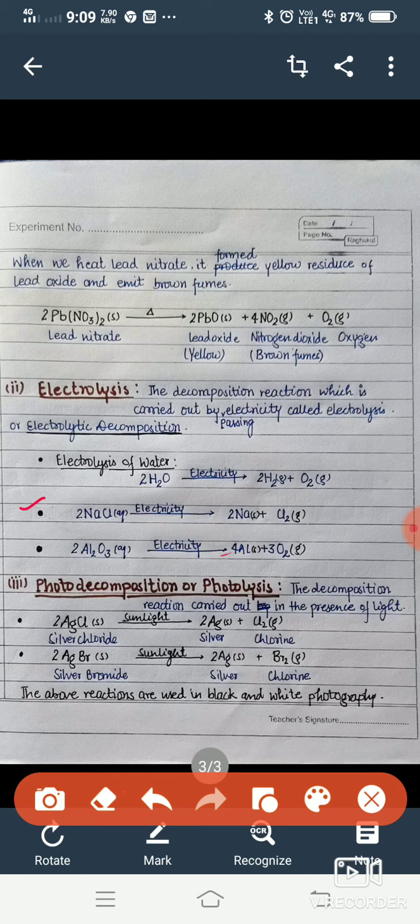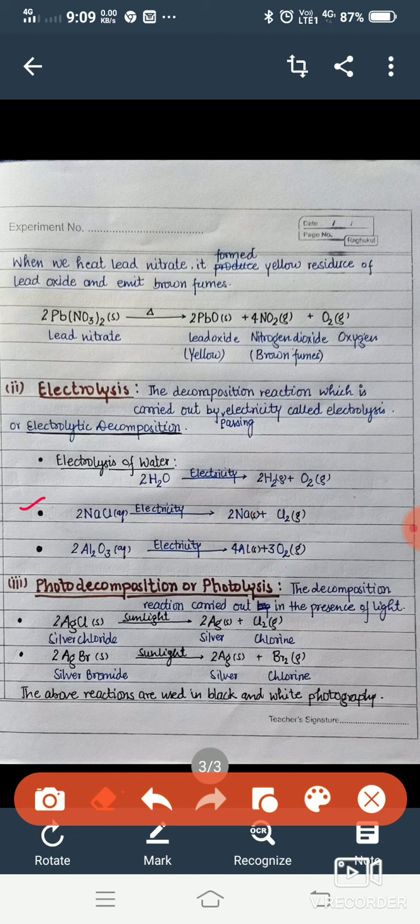sodium, aqueous sodium, and chlorine gas. Similarly, if we pass electricity through aluminium oxide, then it also decomposes into aluminium and oxygen gas.